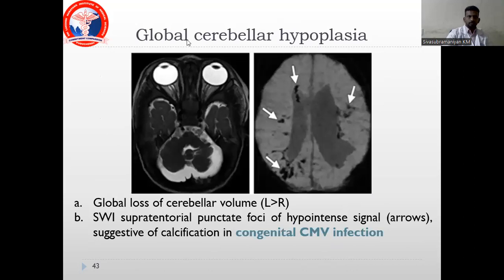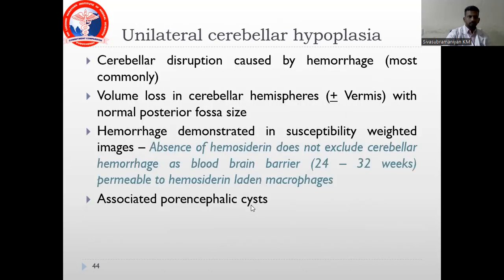So this is global cerebellar hypoplasia. You can see the susceptibility weighted image showing cerebral supratentorial calcification, and this is a loss of cerebellar volume suggestive of a congenital CMV infection.